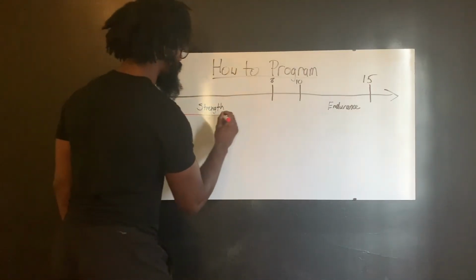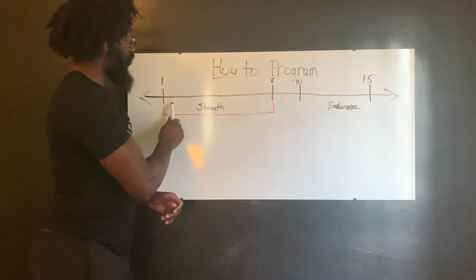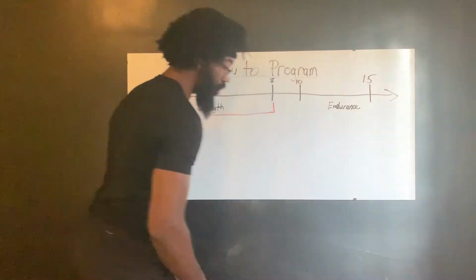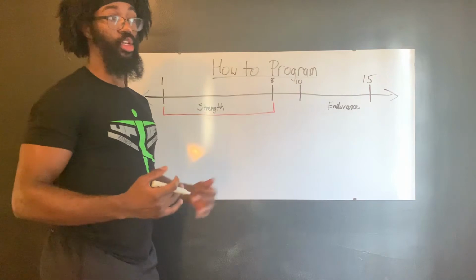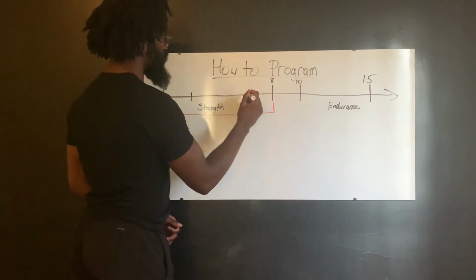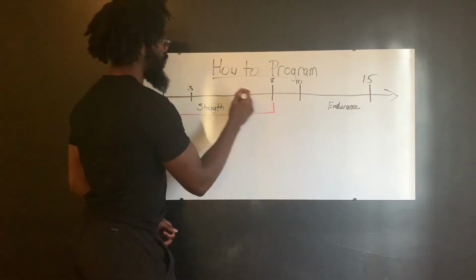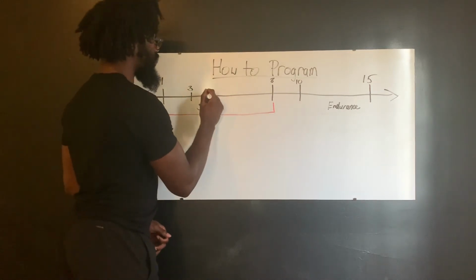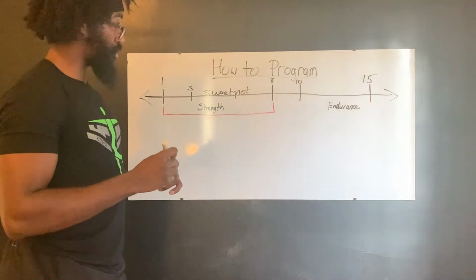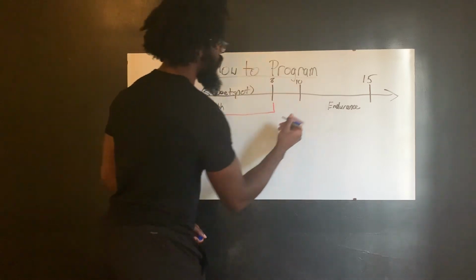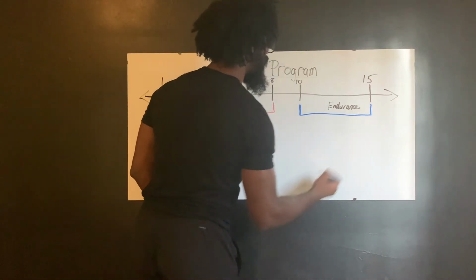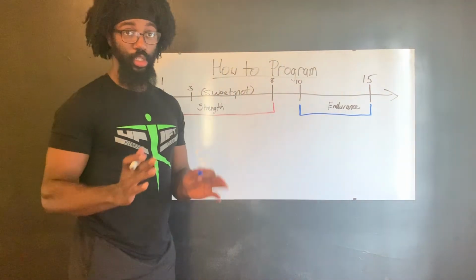This is my strength bracket. Anywhere from 1 to 8, you're still in that strength rep range. My sweet spot for strength development, at least in my experience, and this is all speaking from my training experience, from 3 to, I'll say 8, that is the sweet spot for strength training, right? For endurance, I'm going to put a bracket right here. And from 10 to 15, you're pretty much in that endurance range.